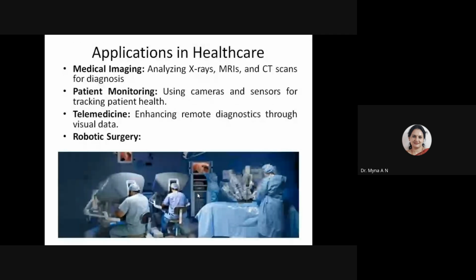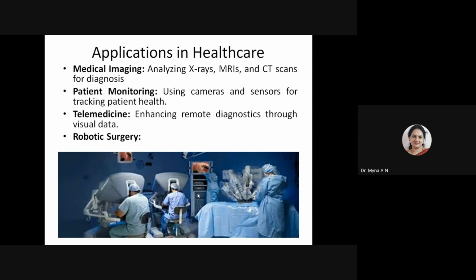Applications in healthcare: medical imaging, where we can analyze X-rays, MRIs, and CT scans for diagnosis; patient monitoring using cameras and sensors for tracking patient health; and telemedicine for enhancing remote diagnostics through visual data. These are the applications in healthcare, and you can see robotic surgery being carried out.